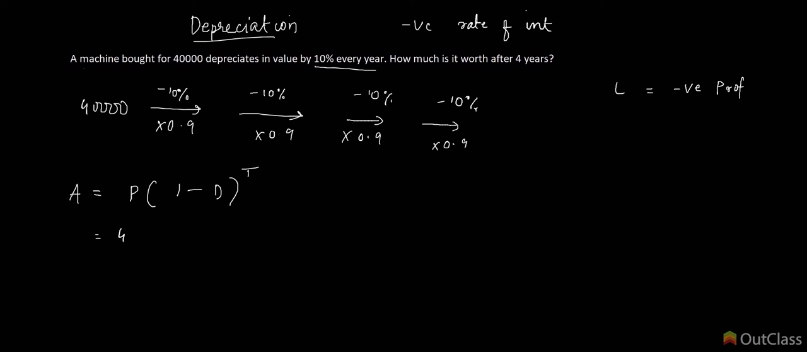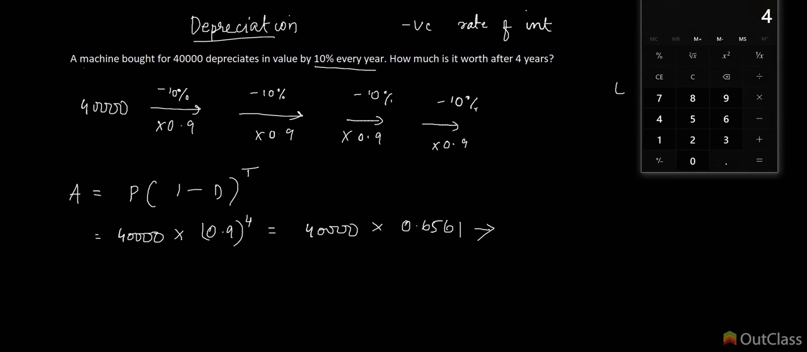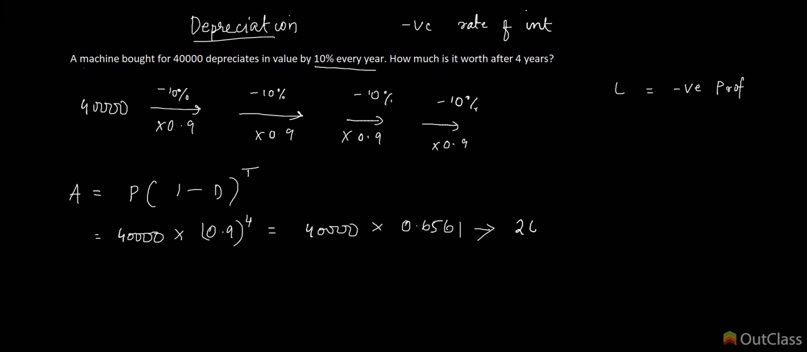So you basically have 40,000 into 0.9 raised to 4, which is 40,000 into 0.6561. How much will this be? $26,244, and that's your answer. Let's look at another example.